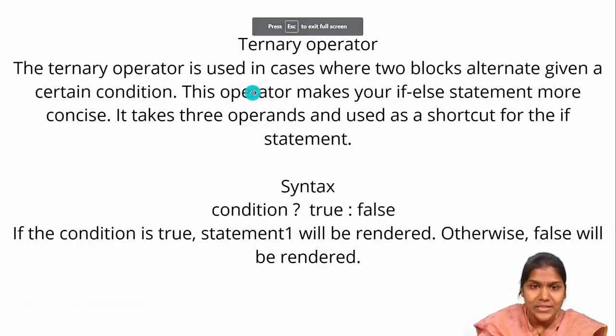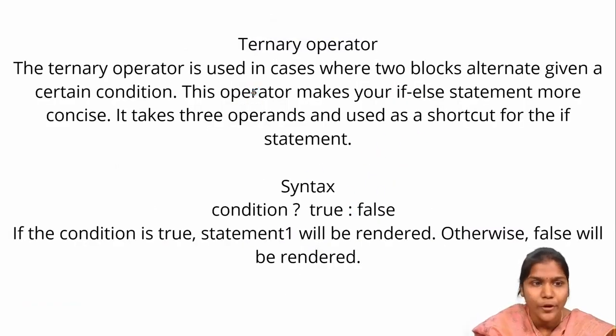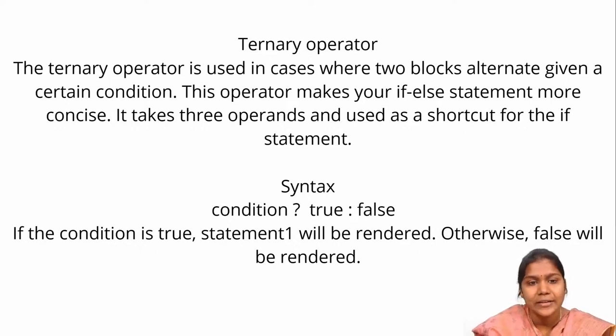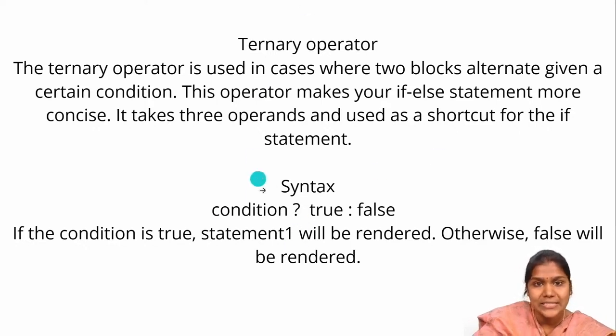Here comes the next slide where we'll be discussing the ternary operator. This operator is used in cases where two blocks alternate given a certain condition. So this operator makes your if-else statement more concise. It takes three operands and uses a shortcut for the if statement. So the syntax is here: condition, true or false.